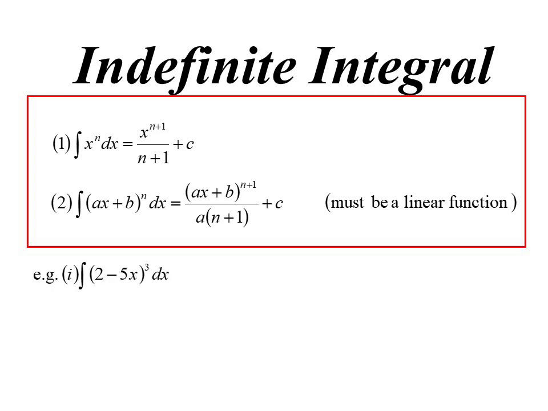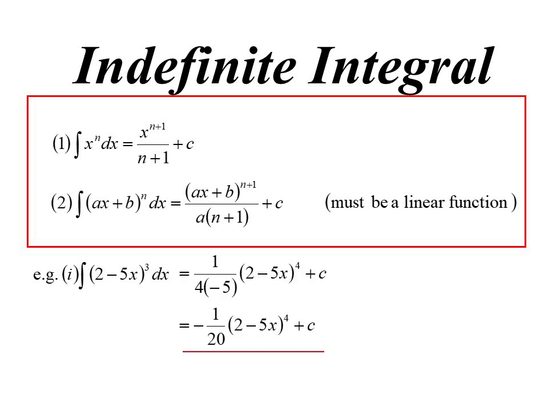A couple of quick examples. If I've got that, what this does, it means I don't have to expand the whole thing out. I can just go, well, hang on, I'll just add 1 to the power over the power. Oh, but I also need to divide by -5, the coefficient of x. So I get -1/20 (2 - 5x)^4 plus, in this case, a constant.